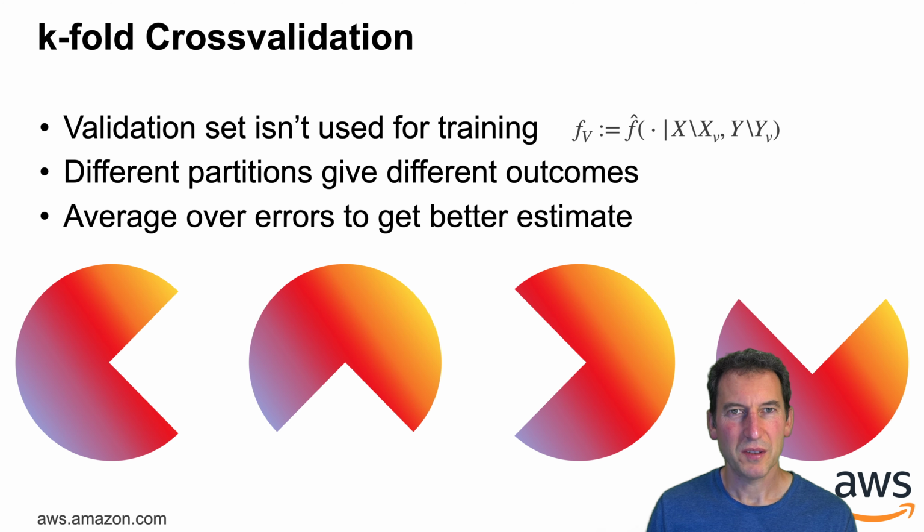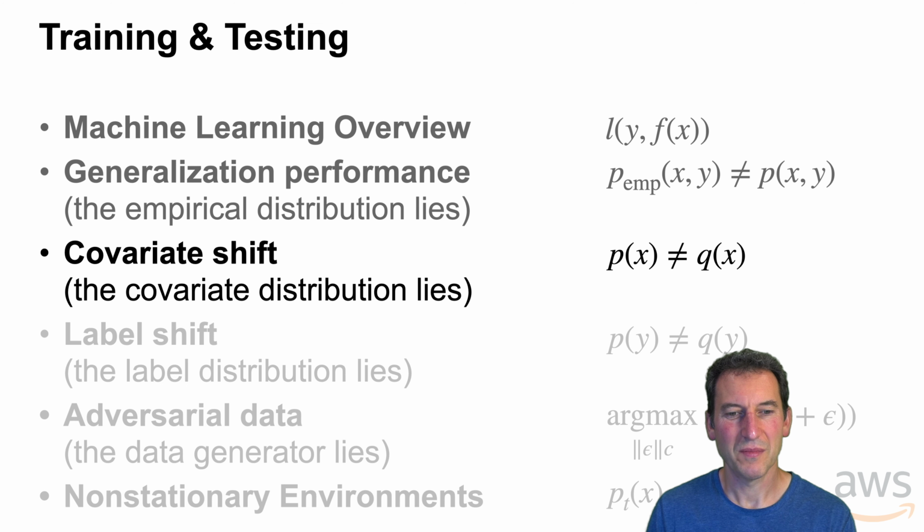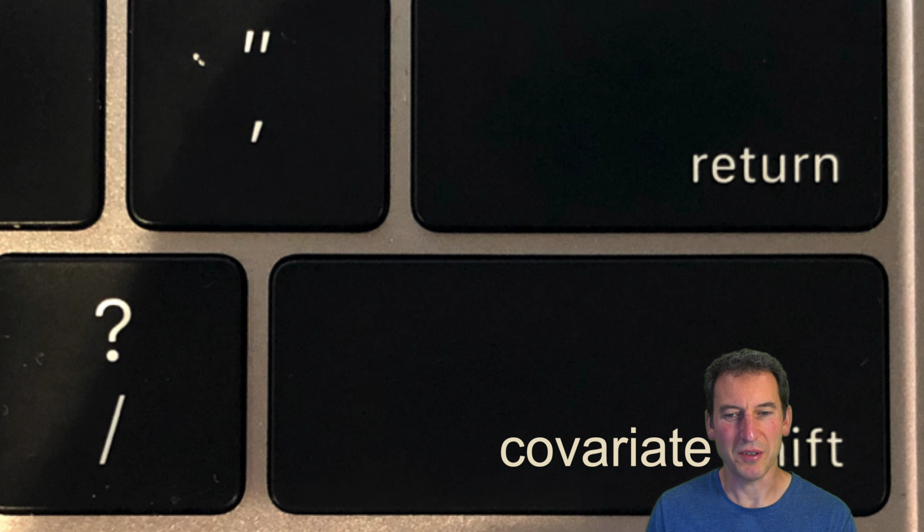Okay, so now that we've discussed what happens even in the best of times, when the data is nice and independently and identically drawn from the same distribution, let's look at some systemic things that could go wrong on our quest to build a classifier. The first thing is covariance shift. So what actually is covariance shift?